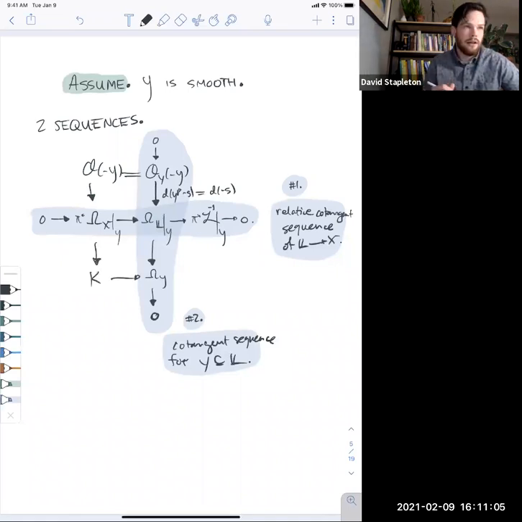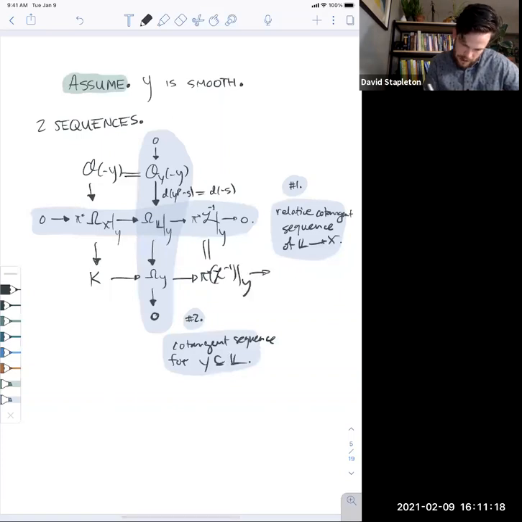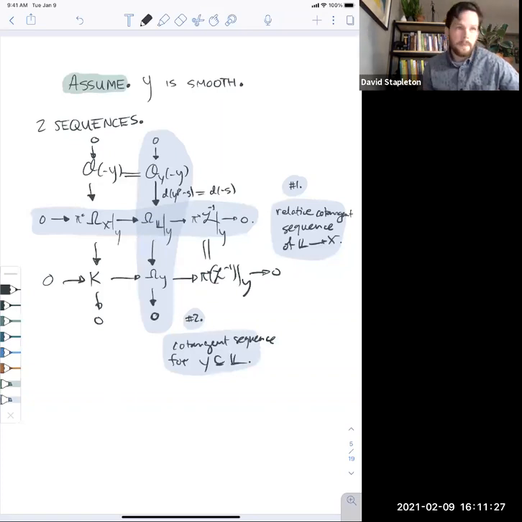So you can look at the, I don't know why I called it, oh, I guess it's a kernel of a different map. Anyway, so you can look at this co-kernel here, which is the kernel of a map like this. And if we're assuming Y is smooth, then everything's sort of obviously exact. Okay, and this gives us some sheaf, which is K, and it maps into omega Y.